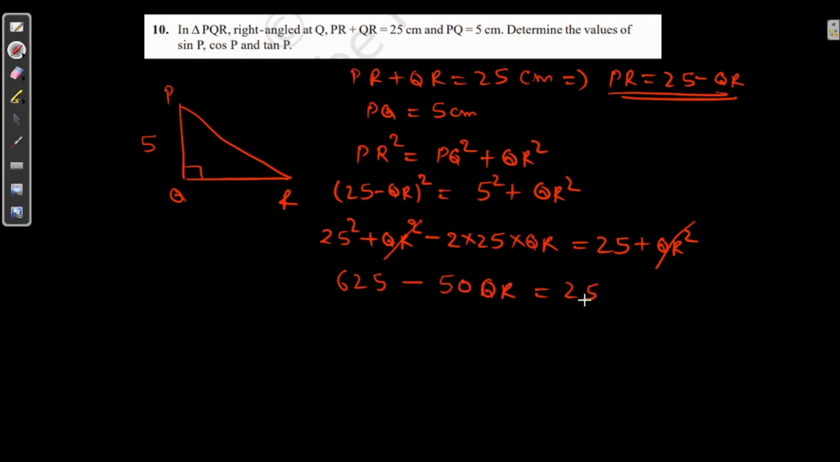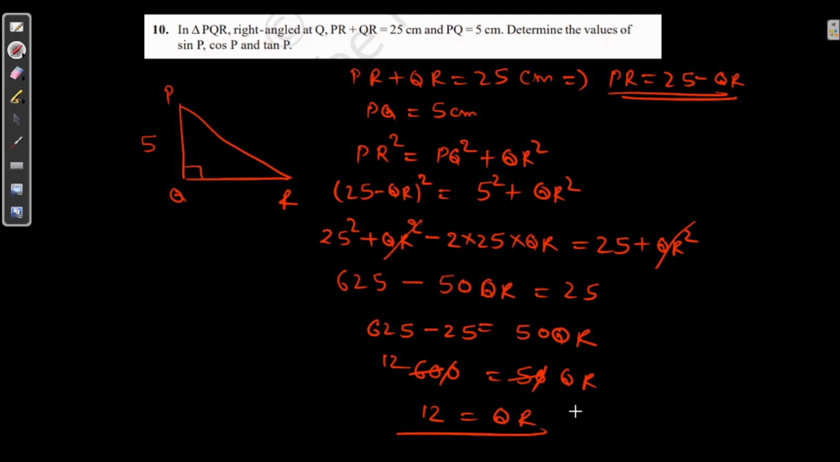equal to 25. This 25 I will send here in minus, and minus 50 QR I am sending here in plus. 625 minus 25, it is 600. That is equal to 50 QR. You can cancel 0 and 0, then divide by 5, it will come 12. So the value of QR is what? 12. Now we are having this value 12.